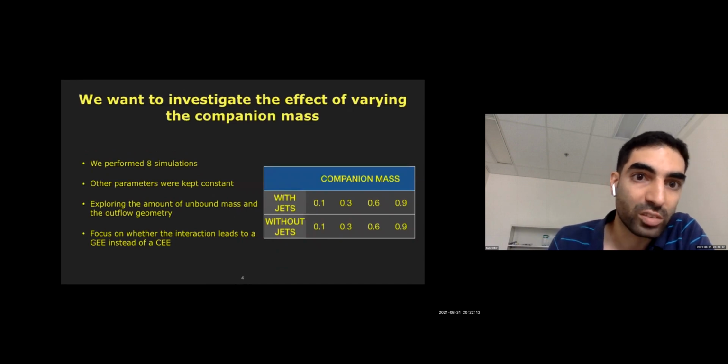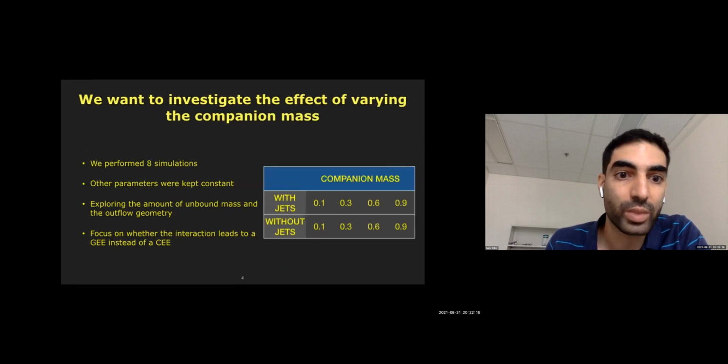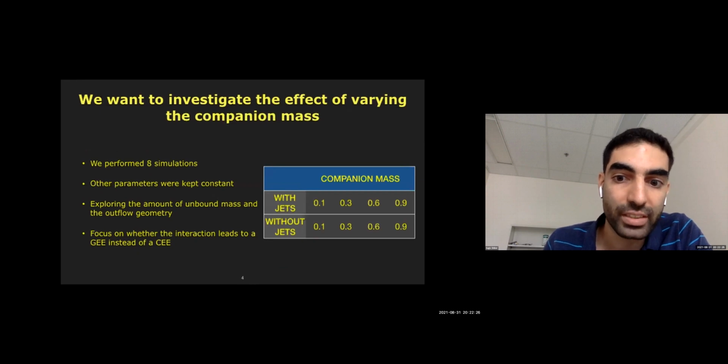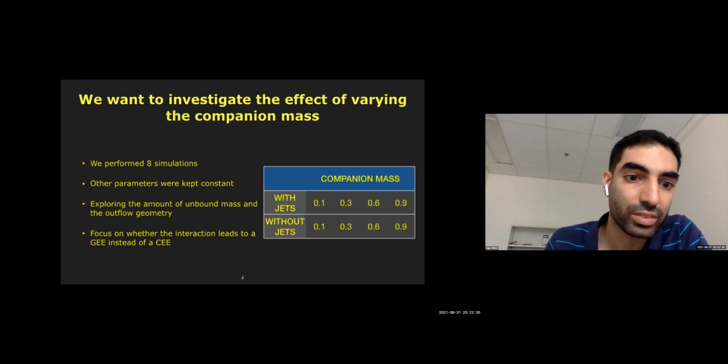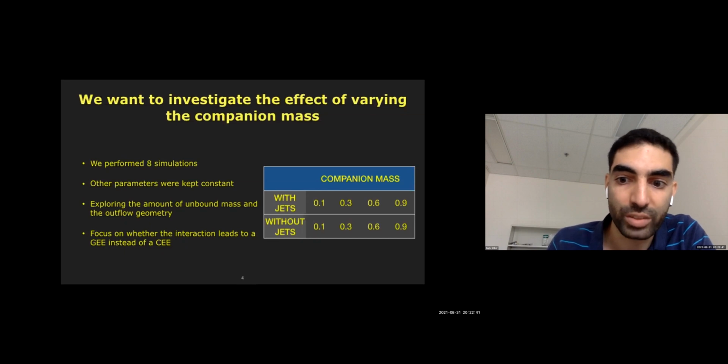In this study that is the focus of my talk, we expanded the investigation by examining the effect of different companion masses. For this purpose, we simulated 4 different companion masses, 0.1, 0.3, 0.6, and 0.9 solar mass, and ran 2 sets of simulations, 4 with jets and 4 without. Other than the different companion mass, all simulations of the same set started with the same initial condition.